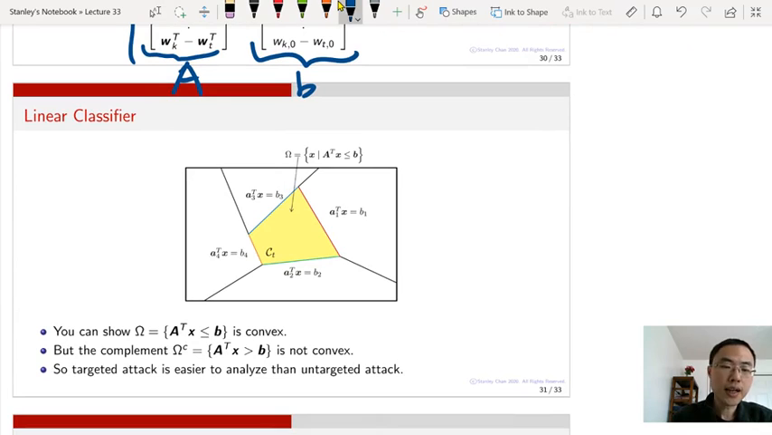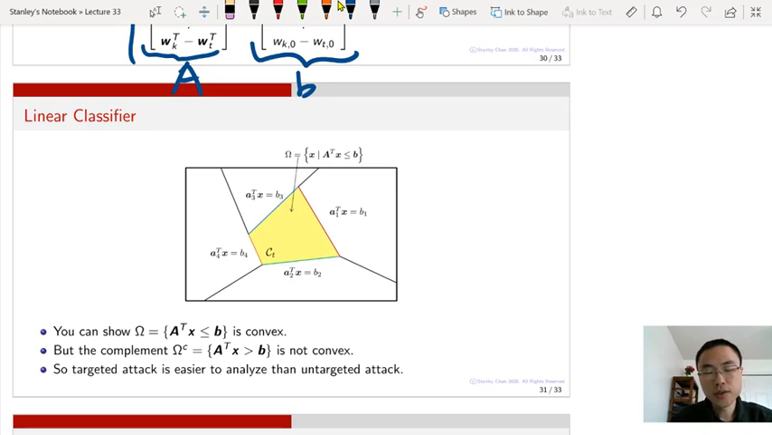Now, if you have a linear classifier, then the decision boundary will look like this. All the sets will give you a convex set. So for example, this is a convex set. Why? Because if you draw any two dots and draw a line, this line will always live inside the set, and therefore the set is a convex set.